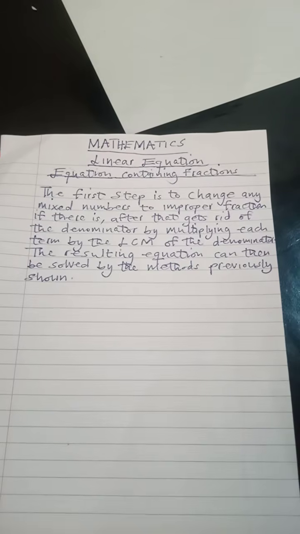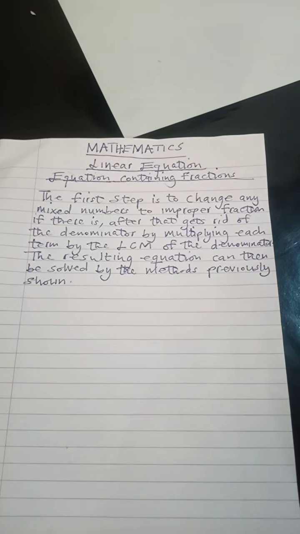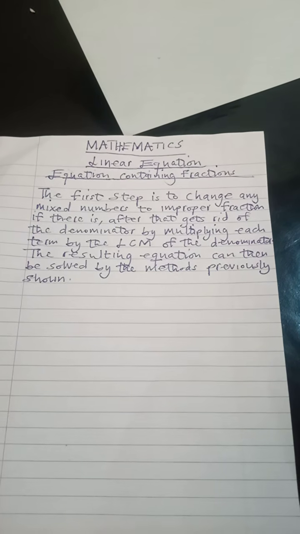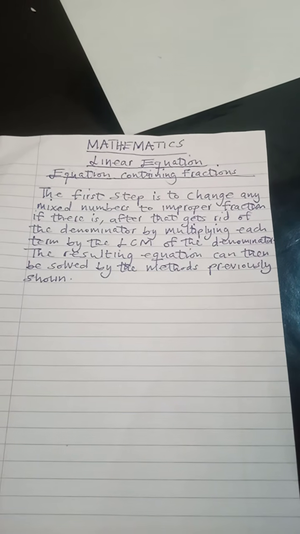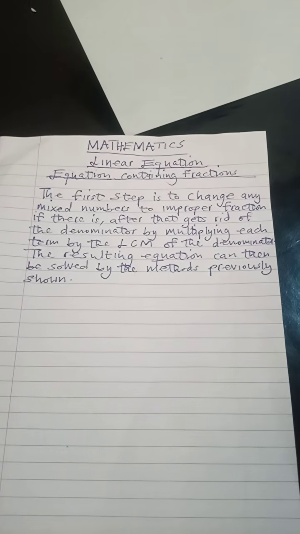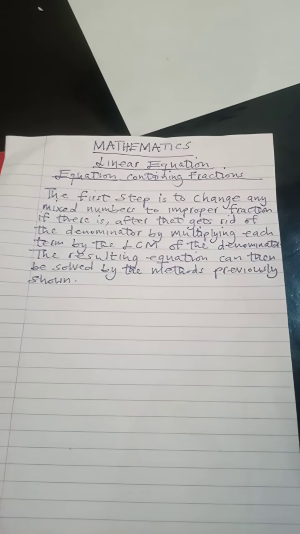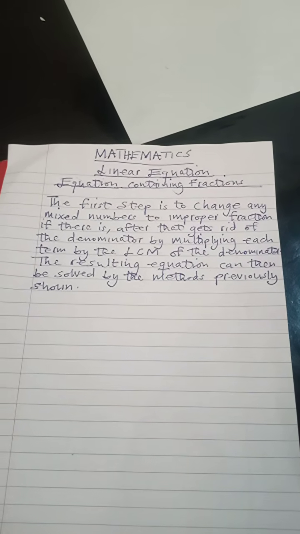Okay, so the first step is to change any mixed numbers to improper fraction, if there is. After that, get rid of the denominator by multiplying each term by the LCM of the denominator. The resulting equation can then be solved by the methods previously shown.